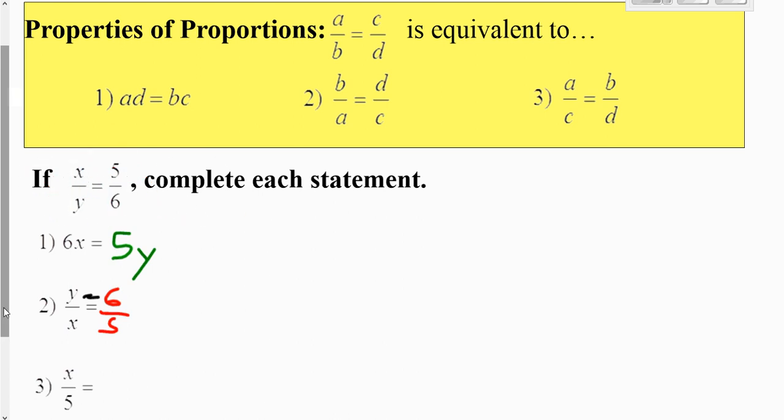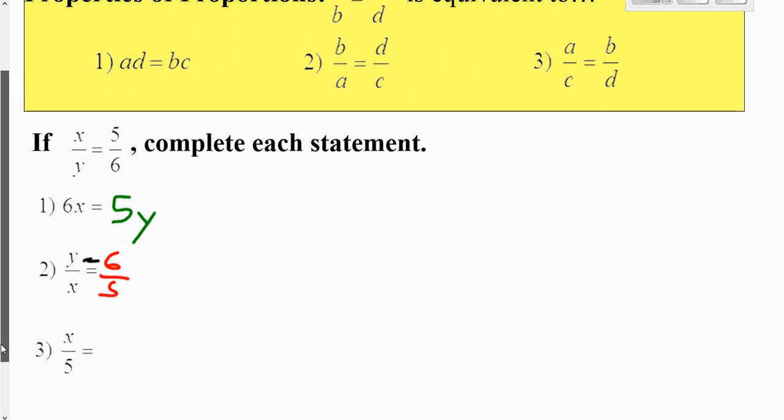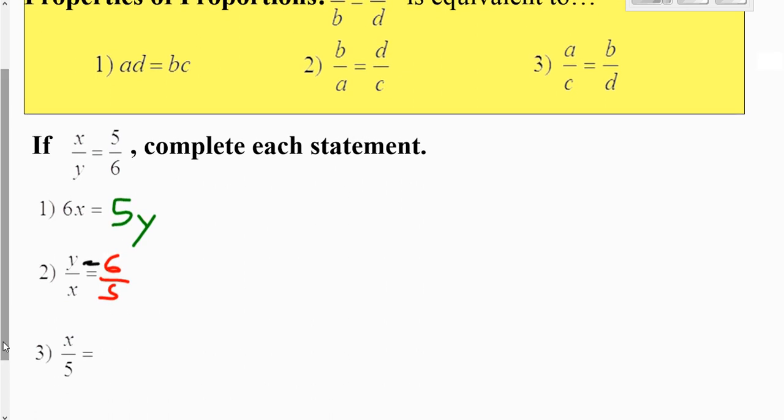Okay, number 3. So if we have x over 5, now we're interchanging what was a row into being a column. So if x over 5 is there, this row is going to be our new column, y over 6. And I know y has to go on top because it's paired up here, so we have to have that relationship there.